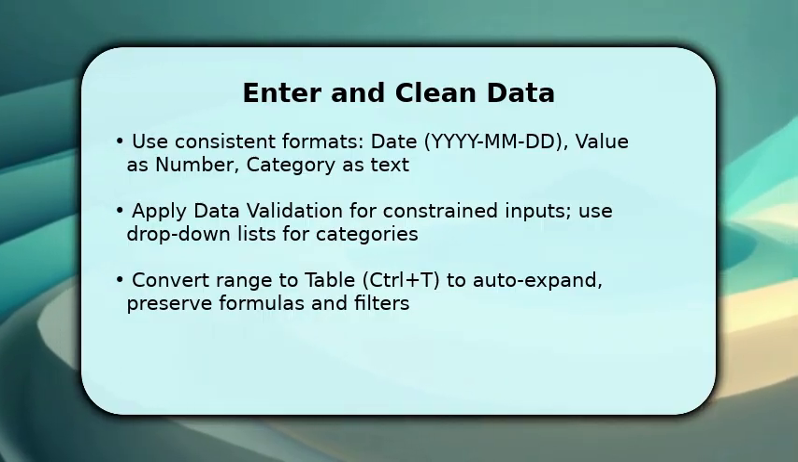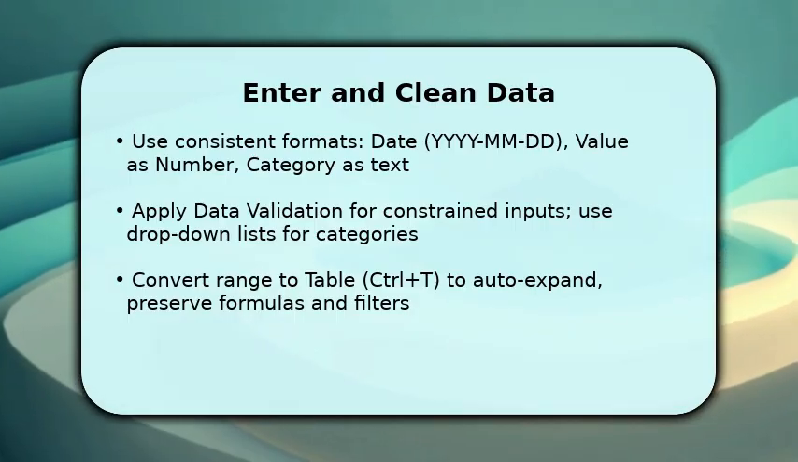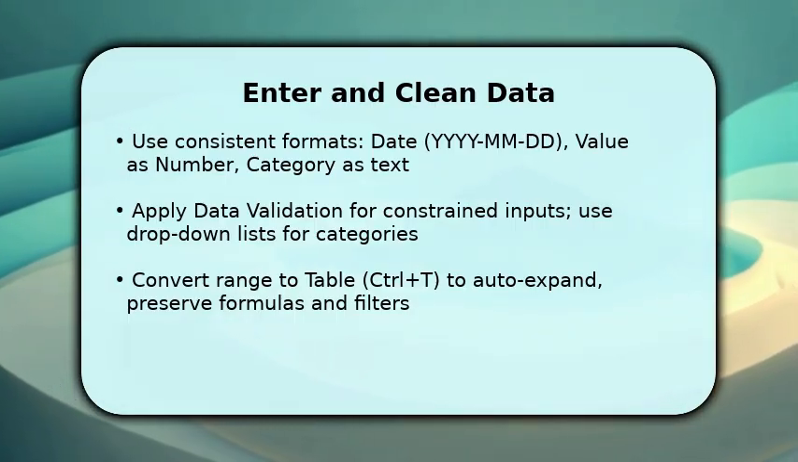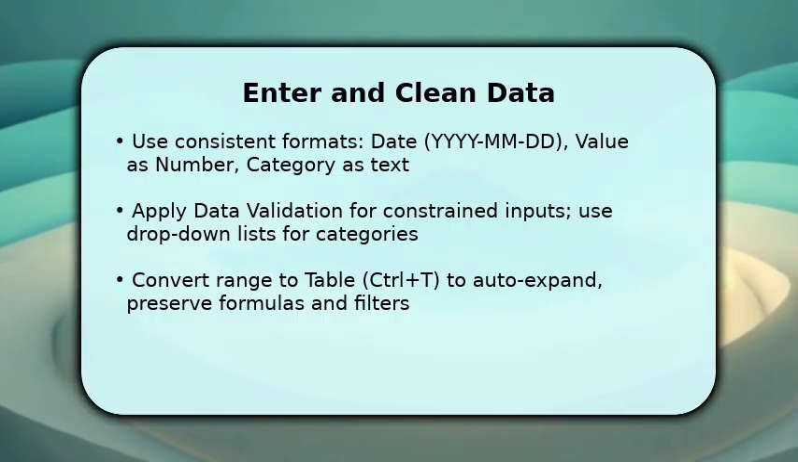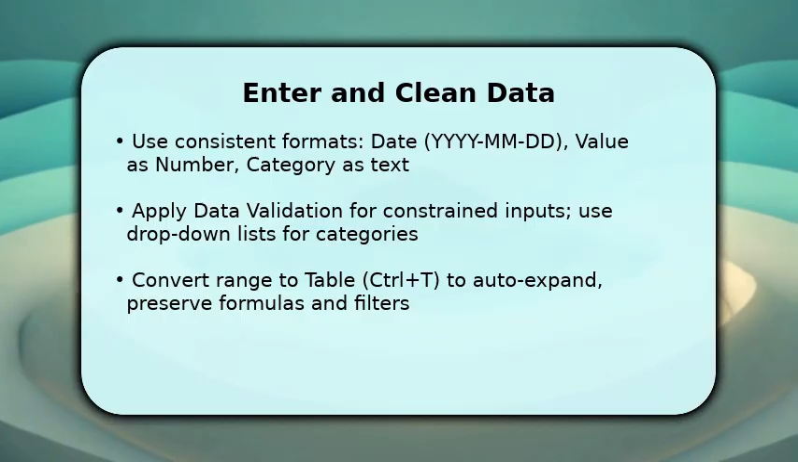After populating some rows, convert the range to a table, Ctrl+T. Tables auto-expand, keep formulas consistent, and preserve filters, so future data keeps structure without extra work.